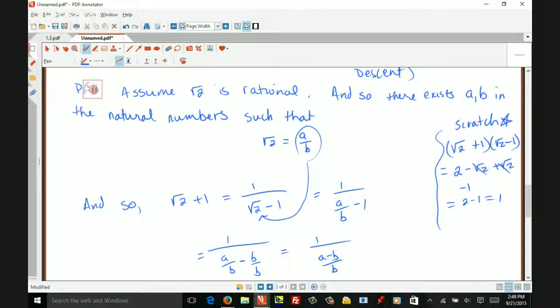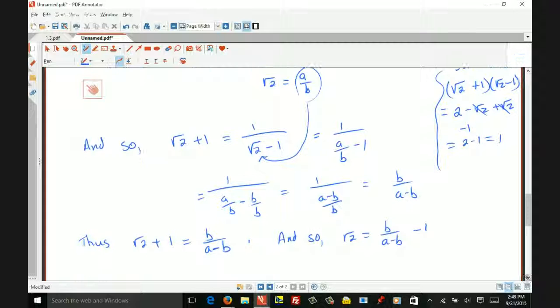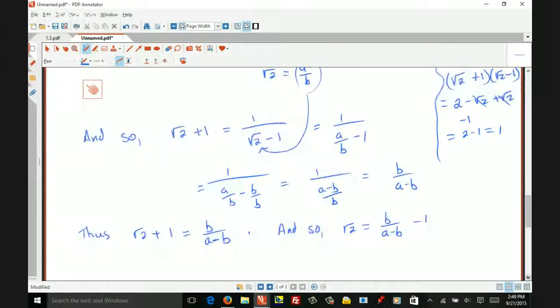What do you do when you're dividing by a fraction? Flip it. So we're going to have 1 times B over (A minus B), which is just B over (A minus B). So putting that together, I have square root of 2 plus 1 is equal to B over (A minus B). Solve that for square root of 2. It's going to be B over (A minus B) minus 1. What should we do with that minus 1? Get a common denominator.